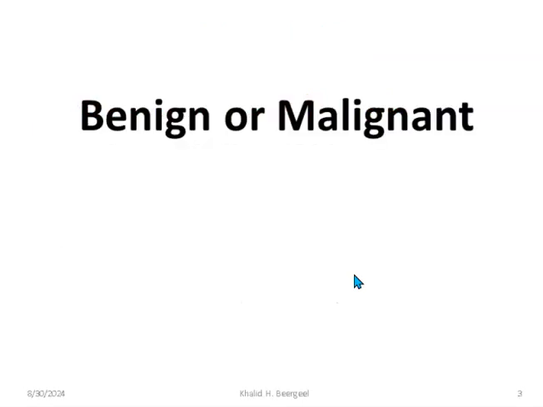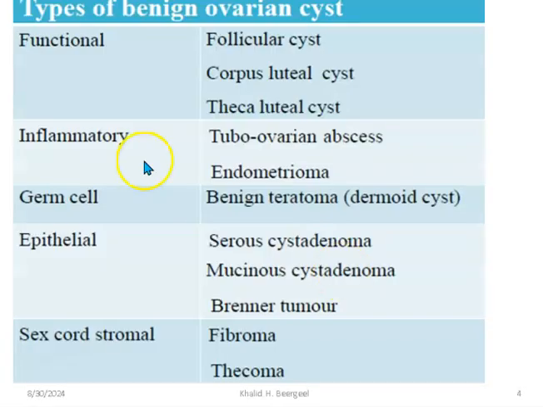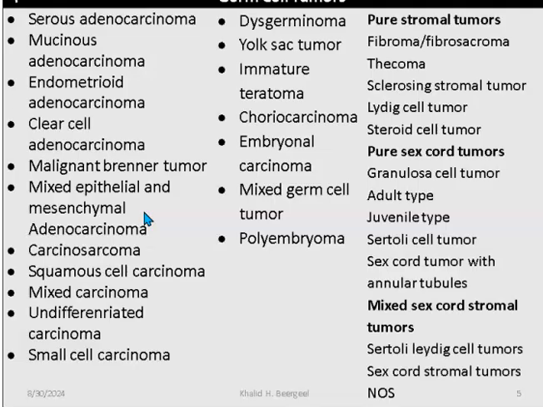The first point is benign or malignant. To identify whether this cyst is benign or malignant: benign cysts can be classified into two, neoplastic benign cysts like germ cell cysts, epithelial or sex-cord stromal tumors, and functional cysts, also some inflammatory. The commonest is functional, especially the follicular cyst. From the neoplastic cysts, the commonest is benign teratomas or germ cell tumors, especially benign mature teratoma or dermoid cyst.